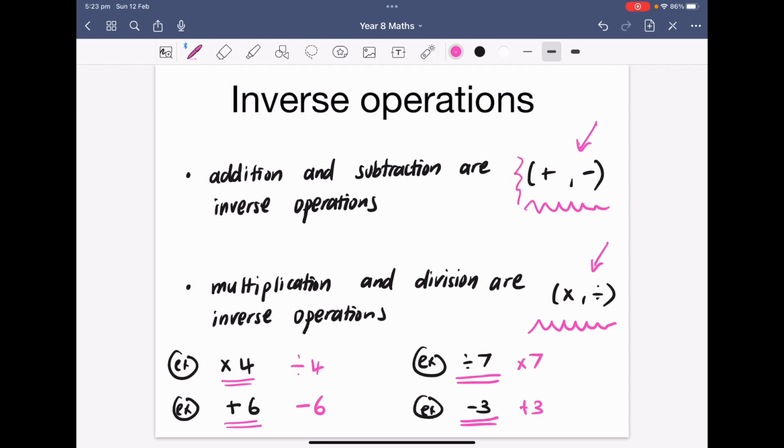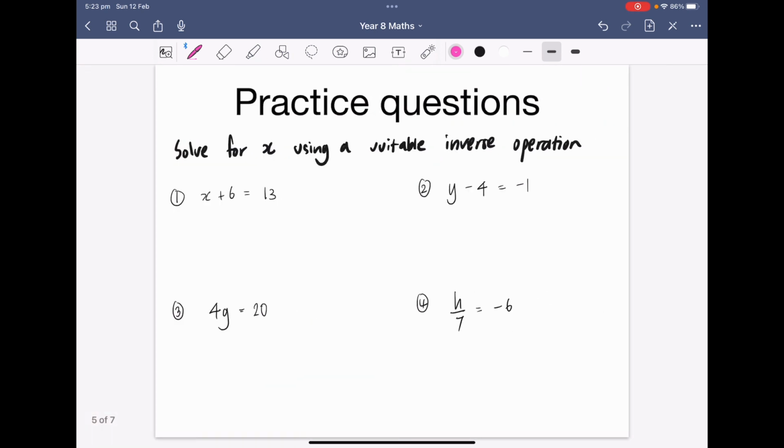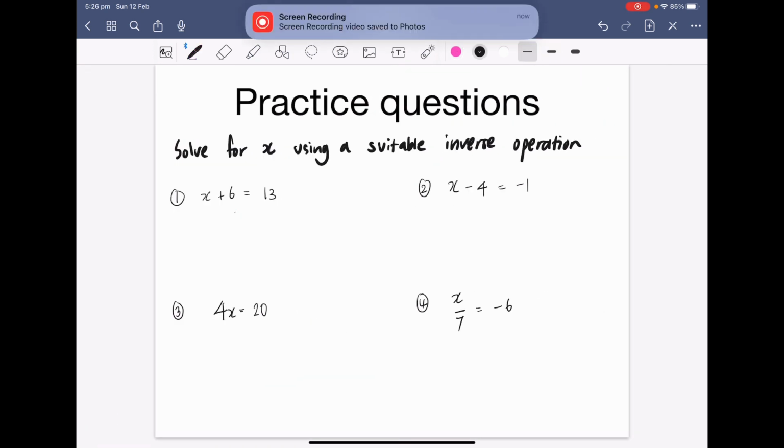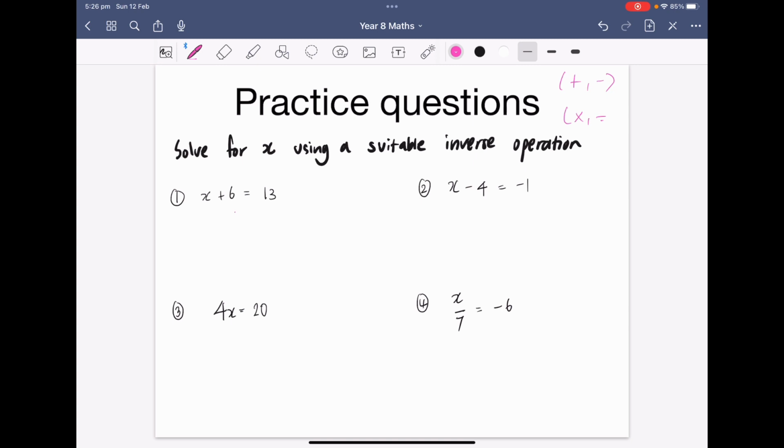So here, you just need to memorize that plus and minus are in one group, and times and divide are in another group. Let's take a look at practice questions together. The instruction tells us to solve for x using a suitable inverse operation. So here, you'll need to know your inverses, which are plus and minus, they're inverses, and times and divide, they're inverses. Let's take a look at the first question.